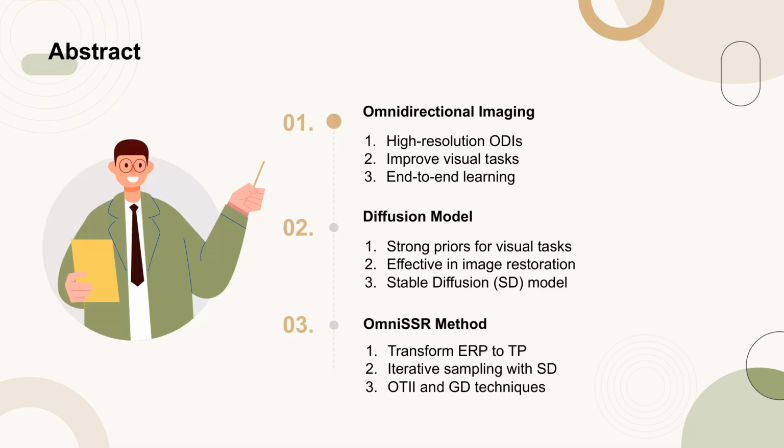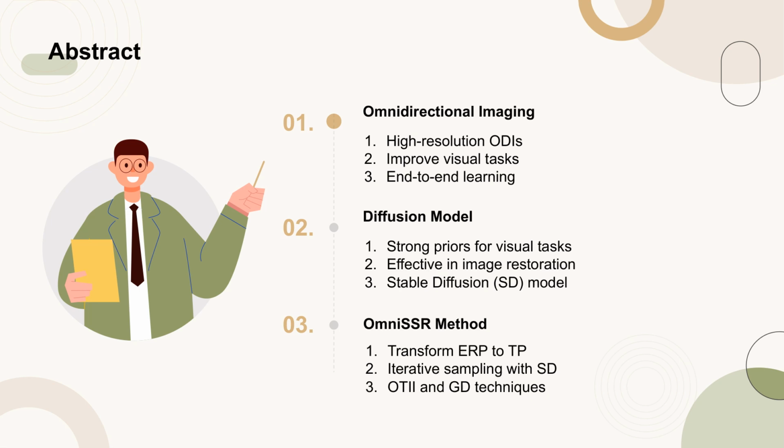The abstract introduces the concept of omnidirectional imaging, ODIs, and how high-resolution ODIs can enhance various visual tasks. Most current super-resolution methods for ODIs employ end-to-end learning strategies, which often result in less realistic images and limited generalization capabilities. The abstract then shifts focus to diffusion models, which provide strong priors for visual tasks and have been effectively applied to image restoration tasks.